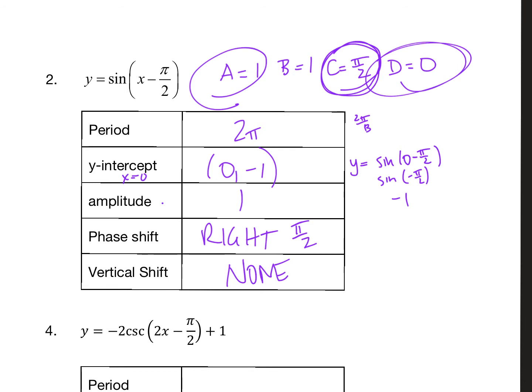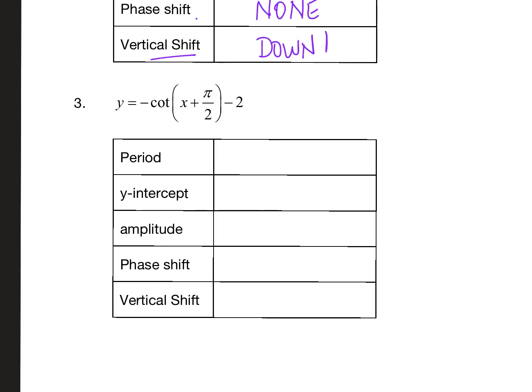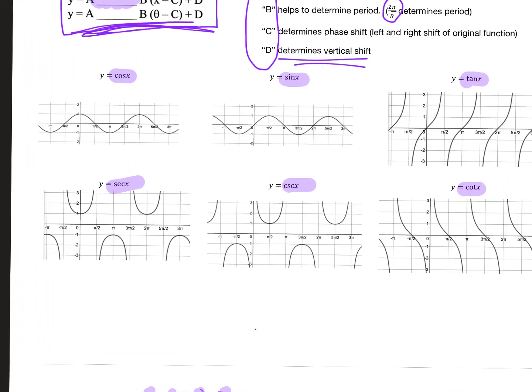Moving on to the next example. And actually, before I do this example, let's go back to these pictures. Now on some of these, it's very easy to see an amplitude, right? For example, on sine, it goes up to 1, it goes down to -1. That's the distance from center up and down.